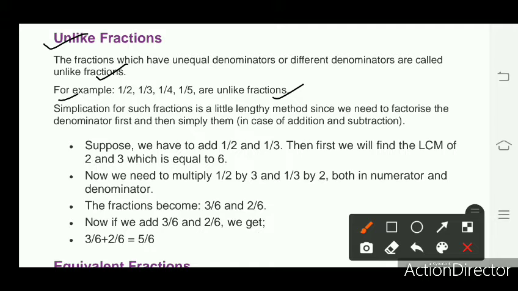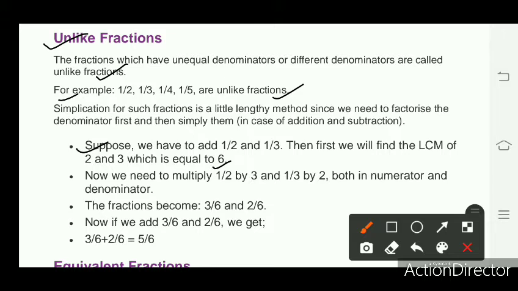Simplification for such fractions is a little lengthy method, since we need to factorize the denominators first and then simplify them in case of addition and subtraction. So now suppose we have to add 1 upon 2 and 1 upon 3. Then first we will find the LCM of 2 and 3, which is equal to 6.